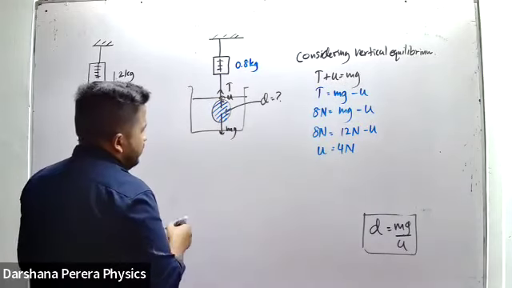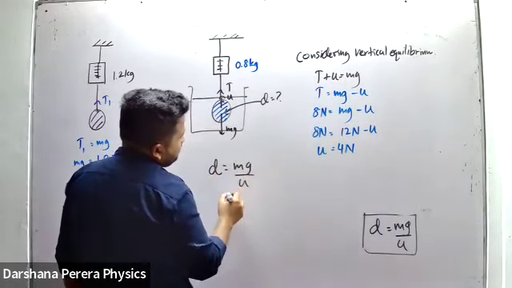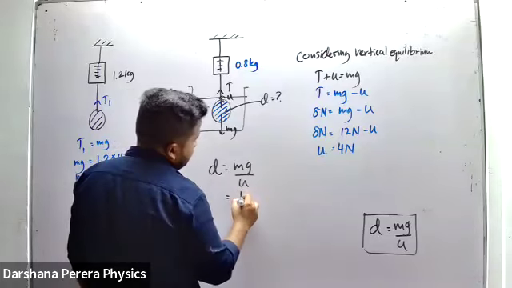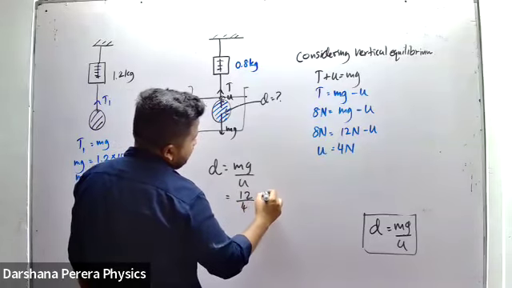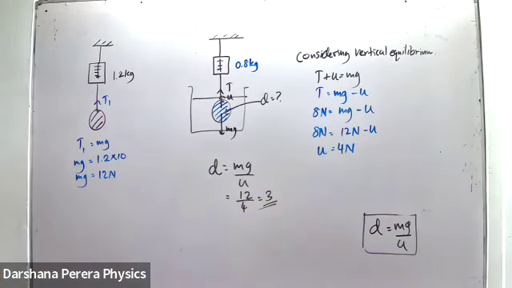So we can tell, no? D equals what? Mg over U. Mg means 12 over U equals 4. 3. Specific density is 3. Okay, your answer is correct. Good.